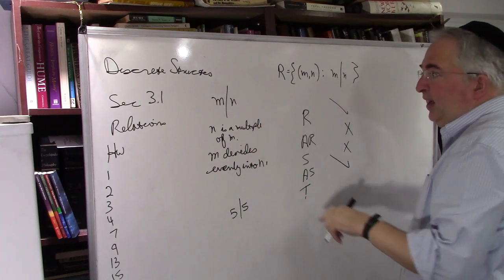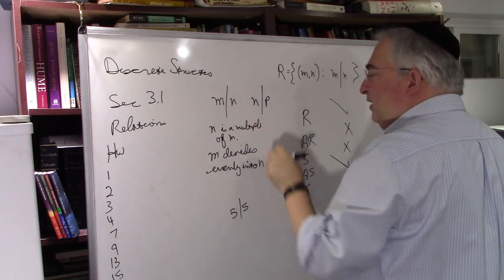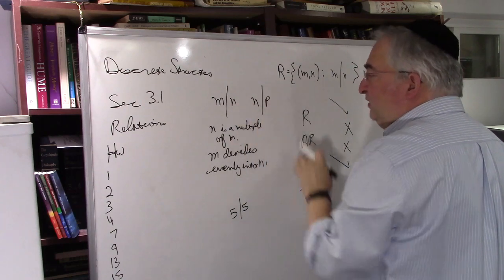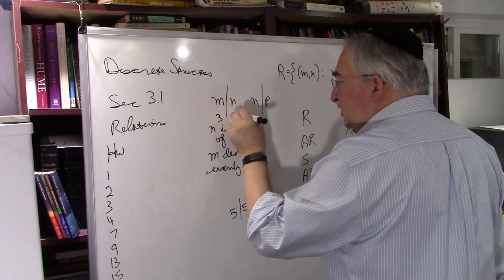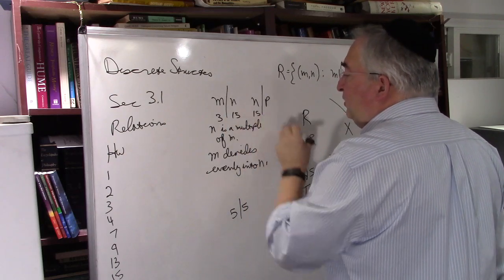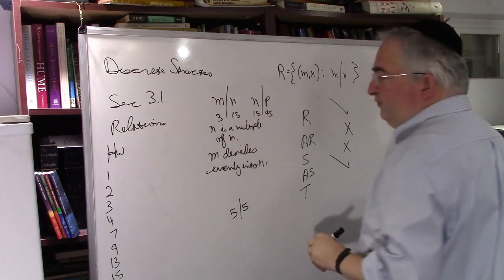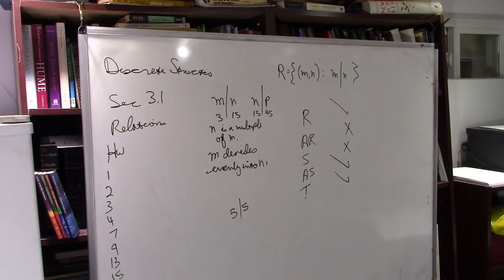Okay, is it transitive? You ready? Look, if m evenly divides into n and n evenly divides into p, so let's do an example. 3 goes into 15 and 15 goes into 45, then 3 goes into 45. So yes, it is transitive. Okay, so that's the first part.